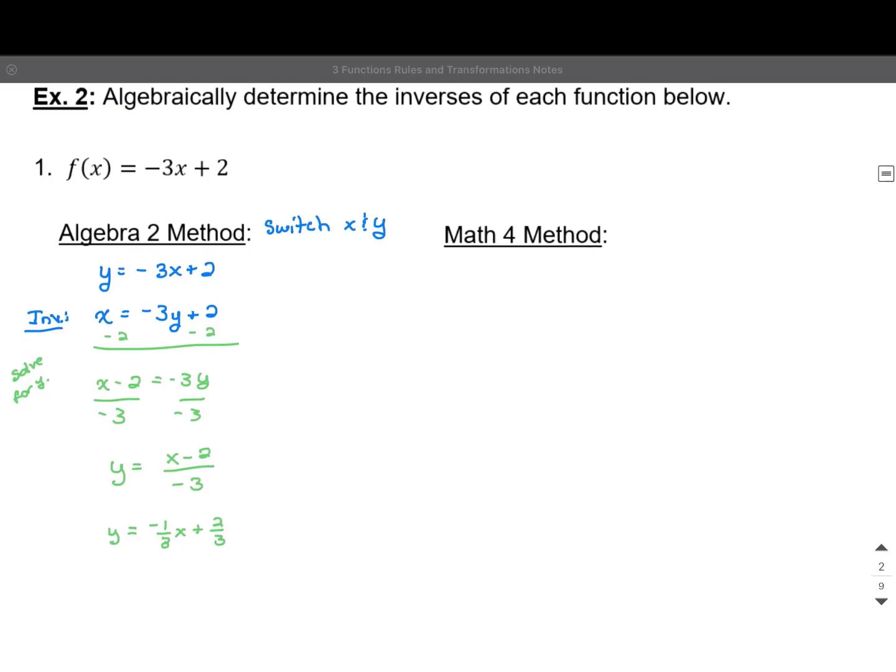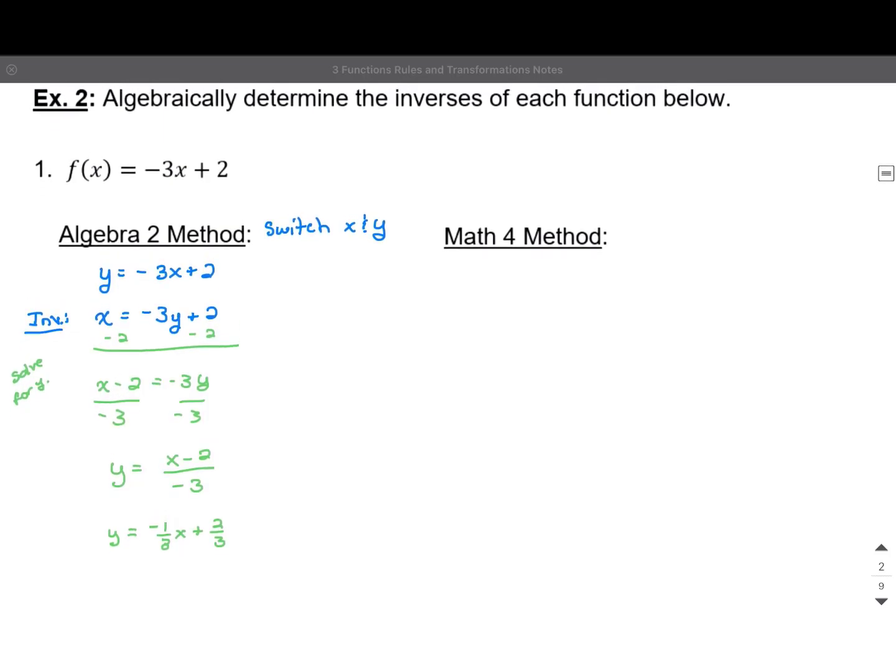That's an okay way to write this. However, if the name of the function was f of x, you cannot give your answer as y equals. Okay, and you cannot use y inverse. The name of the function is f raised to the negative 1. That's how you write it, but it's read f inverse of x equals negative 1/3 x plus 2/3. And this would be your final answer.